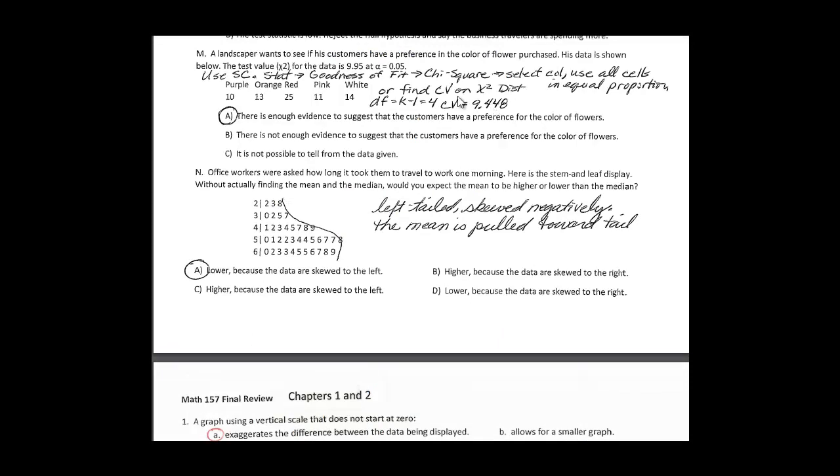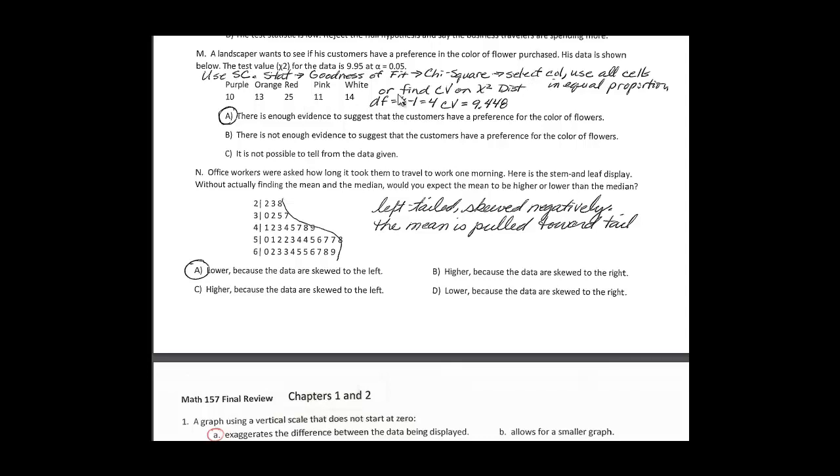But I'm comparing this 9.95. That 9.95 is greater than this 9.488. It's to the right of it. That would put it in the rejection zone. So there is enough evidence to suggest that customers have a preference for the color of flowers, so we could reject the null hypothesis, which would have been that there is no preference.